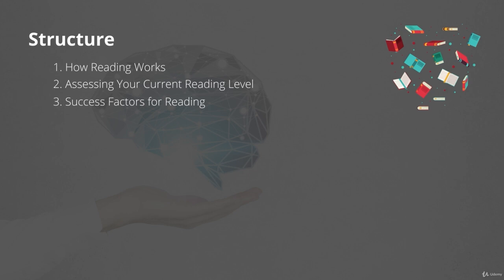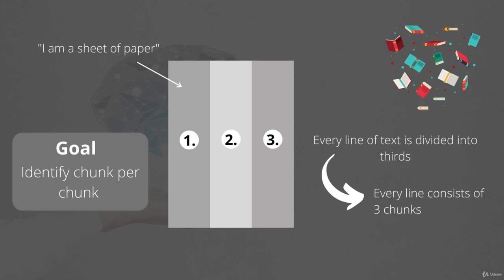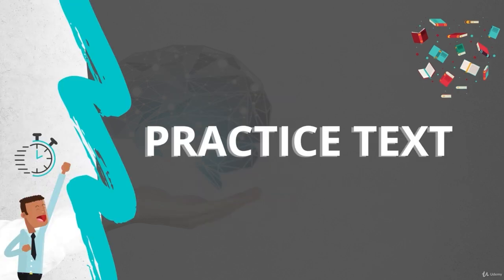After we've assessed your current reading level, we are going to take a look at the different factors that have an impact on our reading success. Because there are some factors that are really important. And then we already get started with our speed reading techniques. I will present you each technique in a little video and show you how you can practice it, and then after that we will have a practice text where you can apply all of that. So 1 practice text per technique.